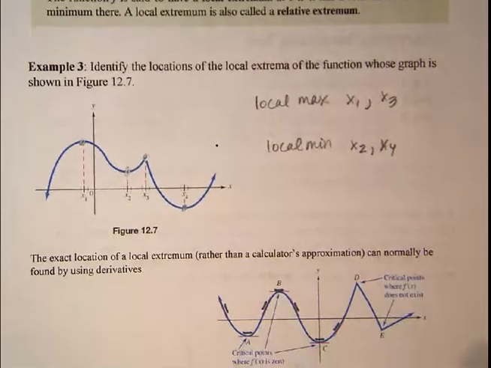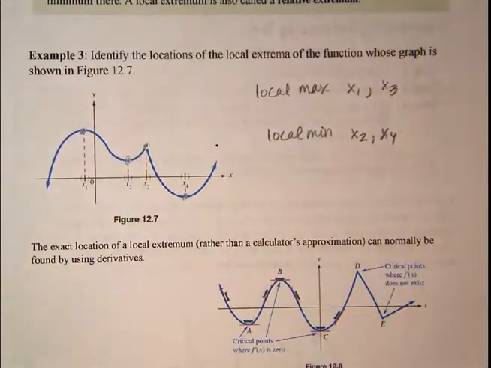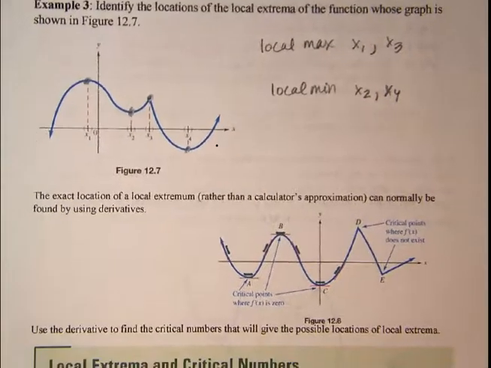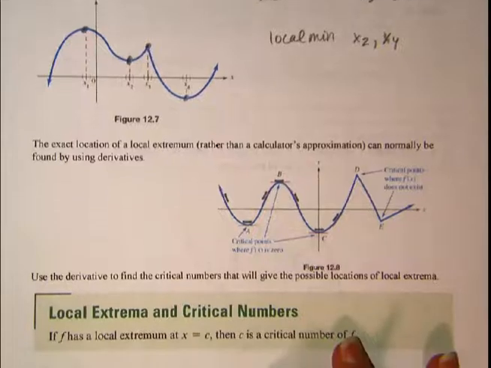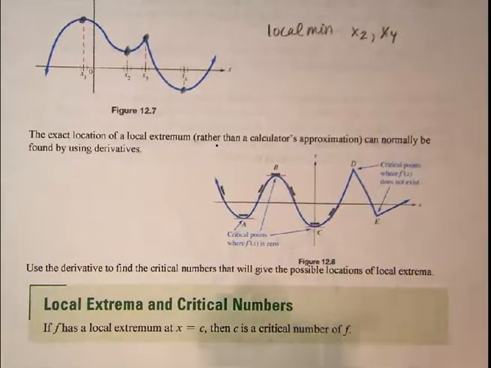Now for the exact location of these local extrema, rather than using a calculator to approximate, you can just find the derivative to do it. And you need to find critical points to do that. So if there's an extreme point there, a local max or a local min, that means that that value of x is a critical number. We did that side already. Next page.